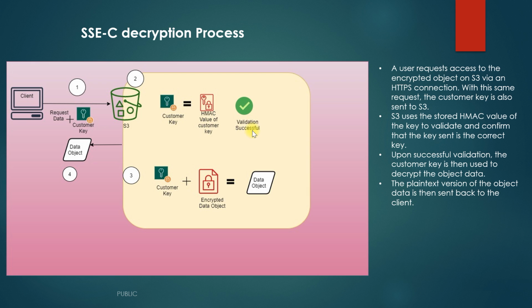Okay, so once the validation is successful, meaning it is able to validate the customer key received from the client with the help of the HMAC value of the customer key, this customer key will then be used to decrypt our encrypted data object, and therefore we will get the plain text version of our data. And once this plain text data is there, S3 will send it to the client.